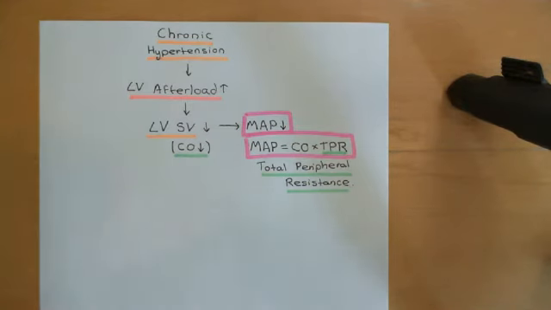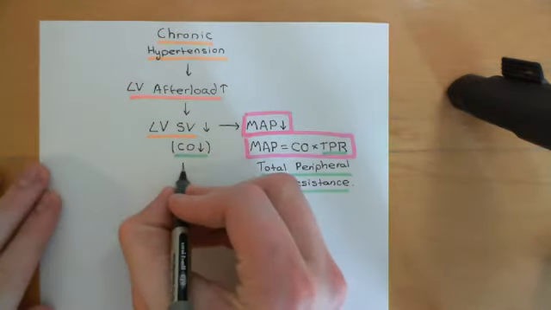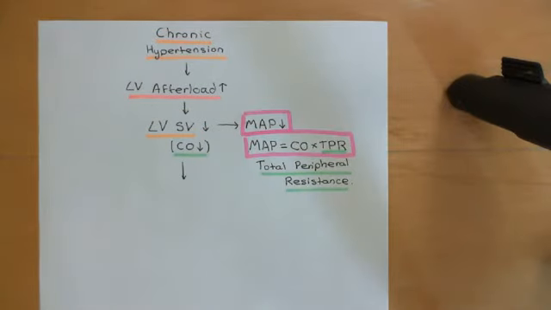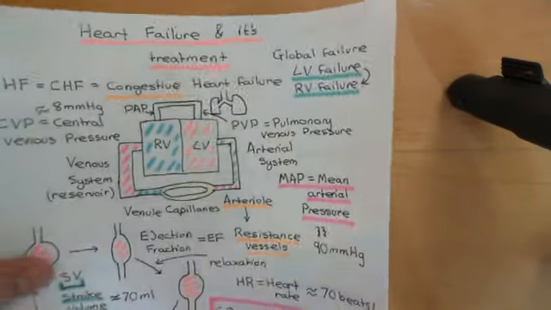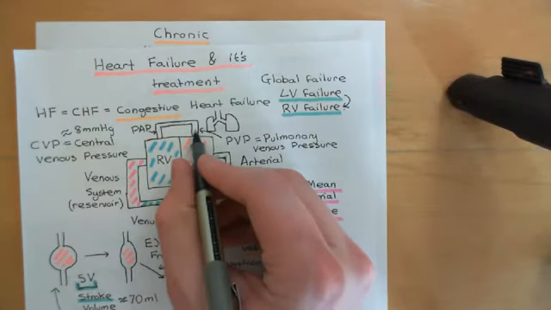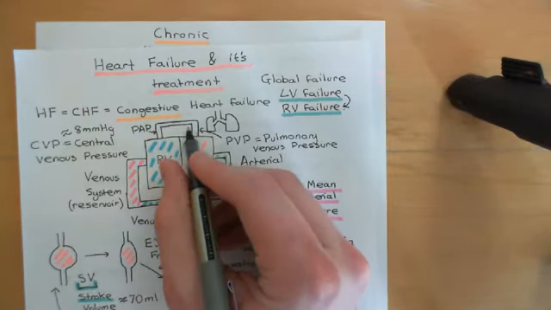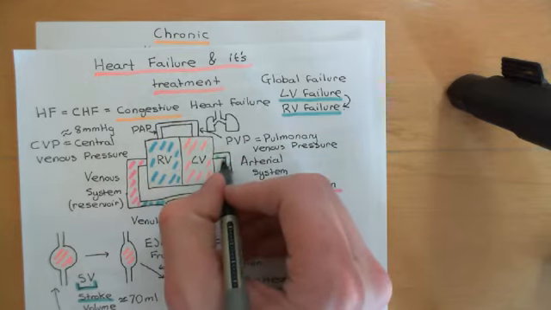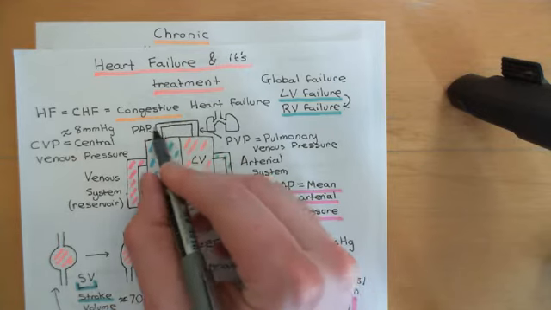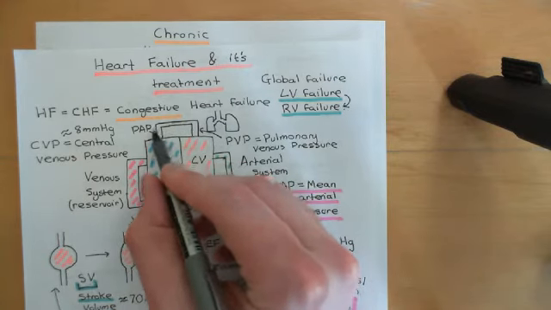Okay, what's the other effect of left ventricular stroke volume going down? Well, it's also that blood is going to back up in the pulmonary system. Okay, so let's think about this. If the left ventricle is pumping less blood from the pulmonary venous system here into the arterial system, then of course the blood's going to back up in the pulmonary venous system, okay, then it's going to back up in the pulmonary arterial system.